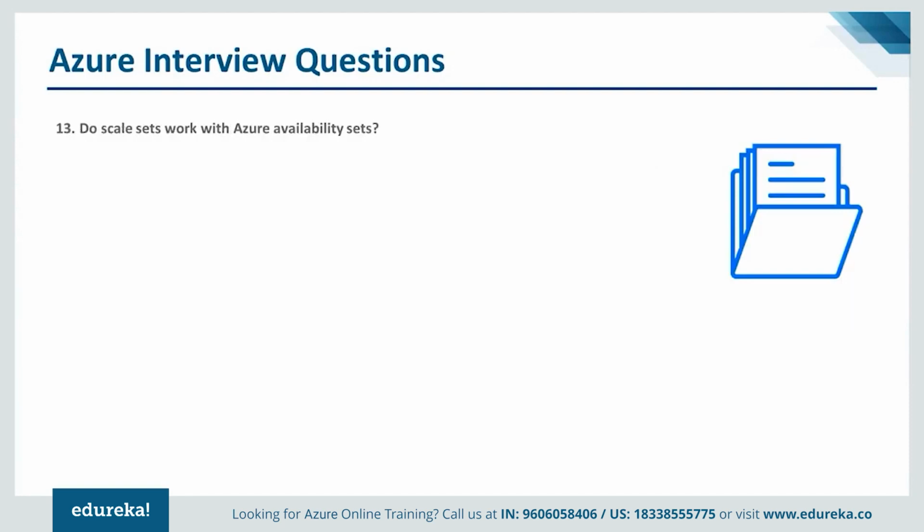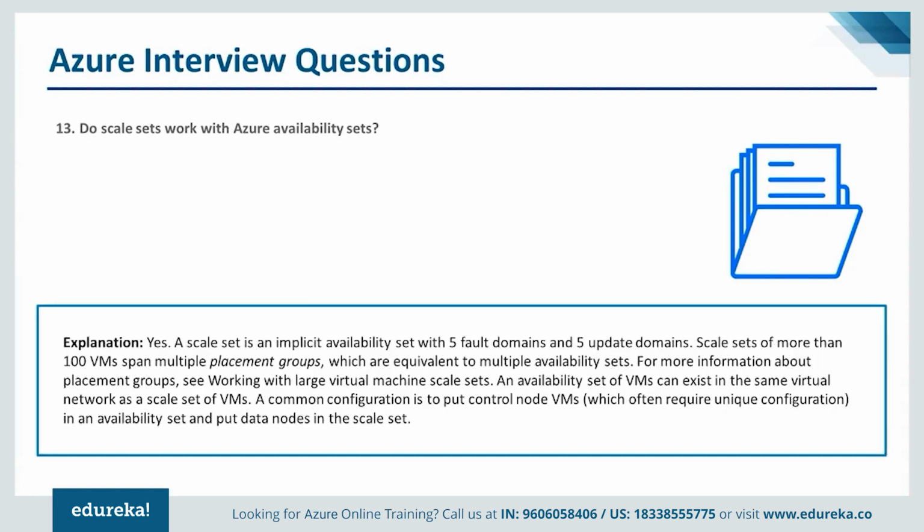Talking about availability set. Do scale sets work with Azure availability set? First of all, you need to understand what an availability set is. An availability set is basically a grouping of servers so that I can load balance the information among those servers. That is done for high availability. And there is something called fault domain and update domain as far as high availability is concerned. Fault domain says that if I have two VMs in the same availability set, both the VMs will share a common power source and common network.